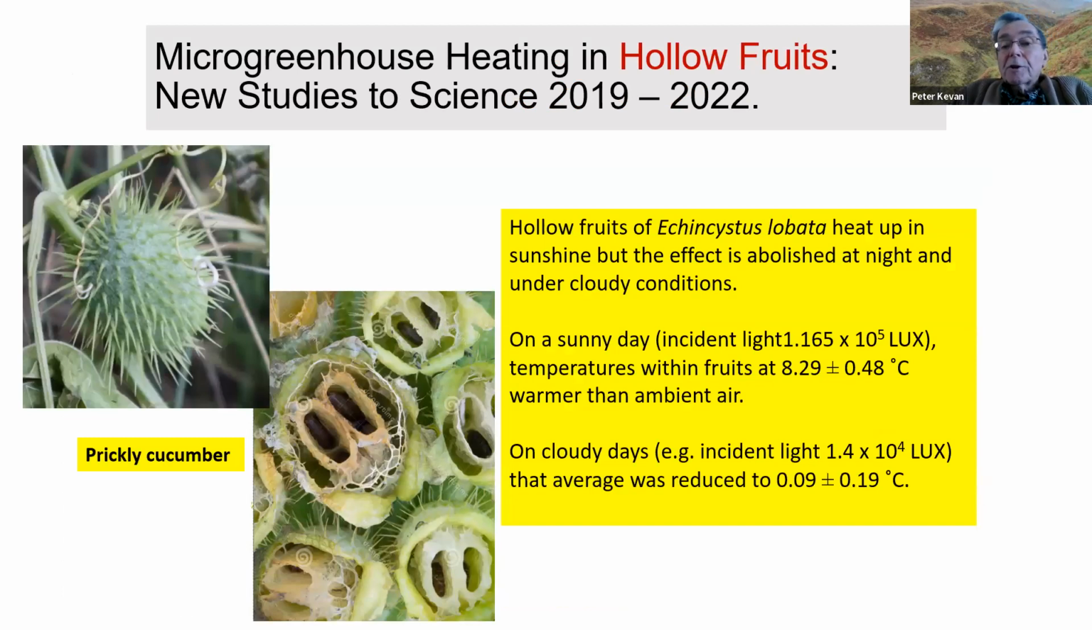And the same goes with Echinocystis lobata. That's the prickly cucumber that we're familiar with. It blooms later in the summer, and on a sunny day, with a high amount of incident light, we got over 8 degrees centigrade temperature excess inside the fruit, again hollow, and on cloudy days, that's all but abolished. So we haven't been able to follow up on this as much as we have with others, but nonetheless, it's an interesting hollow fruit from a point of view of its heliocampiniform functionality. Next.